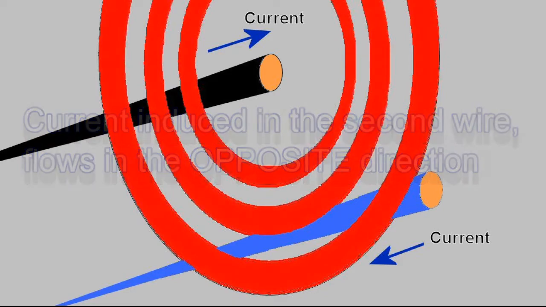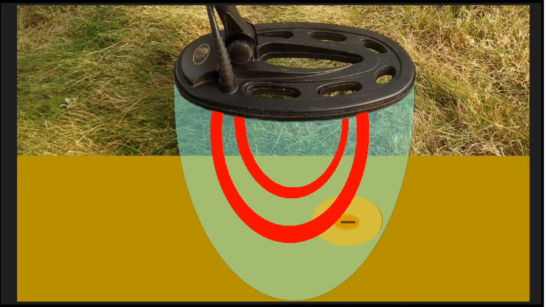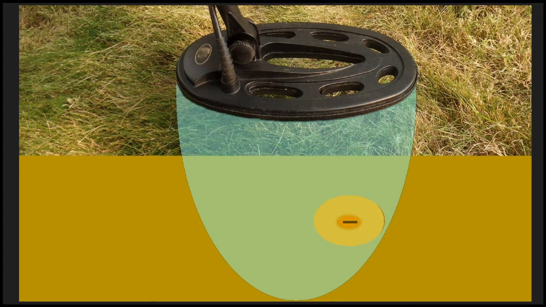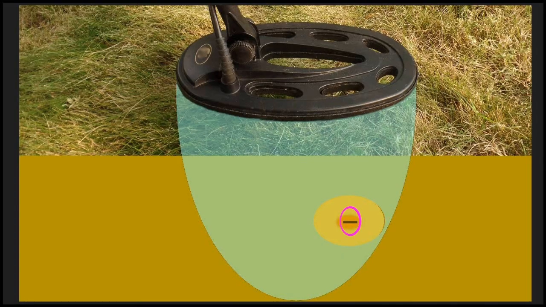A detector runs a radio frequency current anywhere from 5 kilohertz to 20 kilohertz through a coil. This creates a moving field that expands and contracts many times each second. A coin in the ground is like a tiny, maybe half-inch piece of wire. The moving field from the coil induces a very small EMF in the coin, called an eddy current.